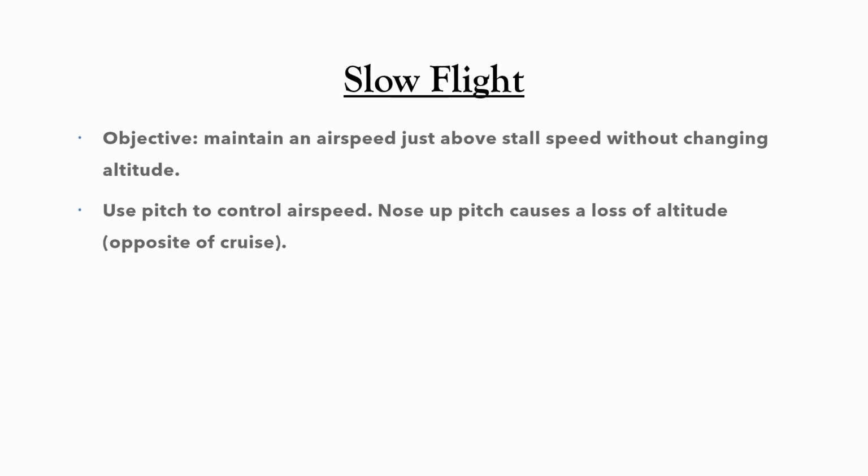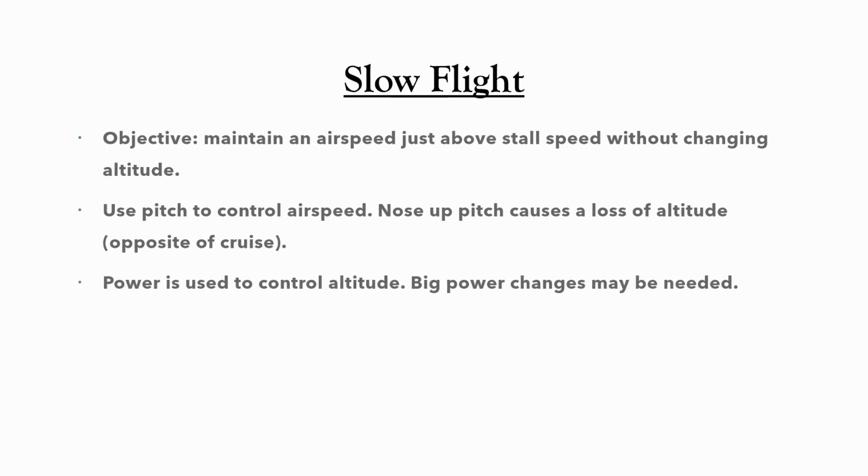In slow flight, you use pitch to control airspeed. Nose up pitch will cause a loss of altitude. When you raise that nose, you might get a very momentary climb, but it lasts a short amount of time and pretty soon you'll be descending if you have the power the same. So pitch is a very ineffective way to control your altitude. You will use power to control your altitude. You may be surprised at how much power you need to use to control your altitude. It tends to take much bigger power changes than you were using in other phases of flight.